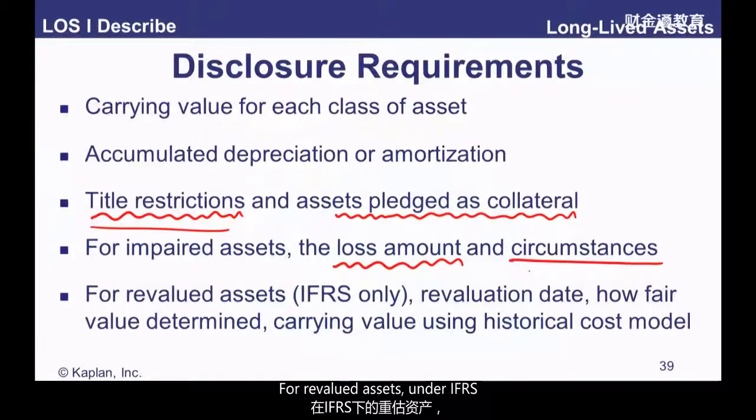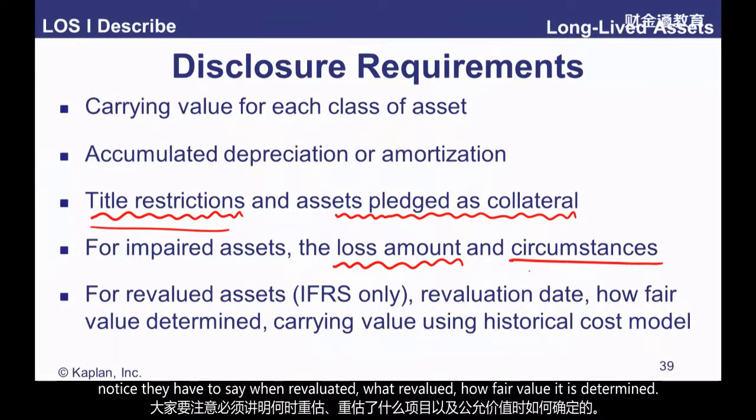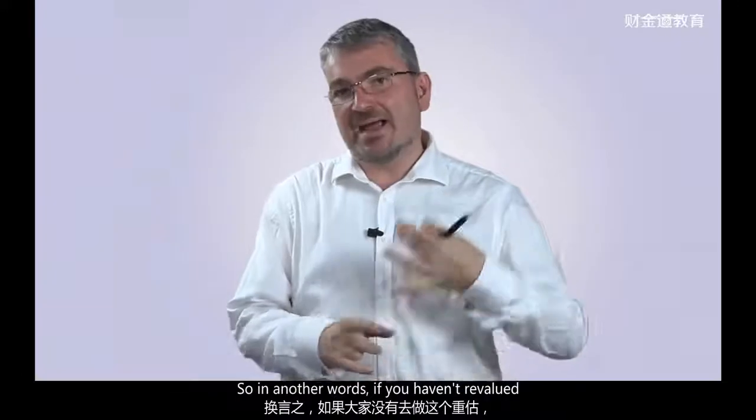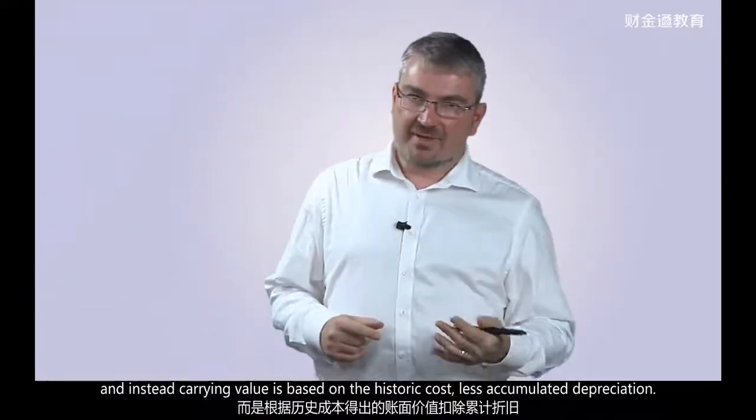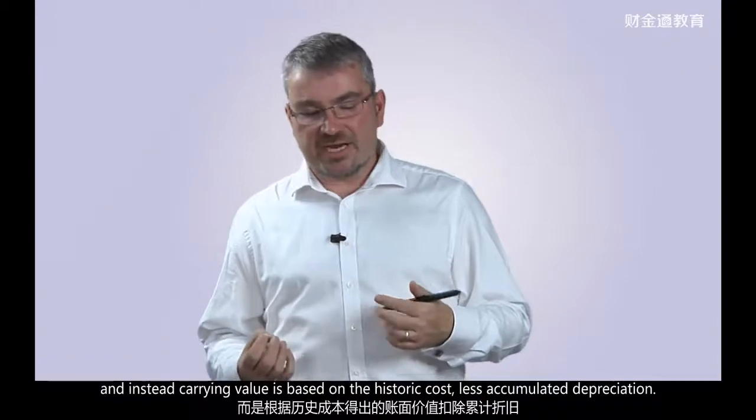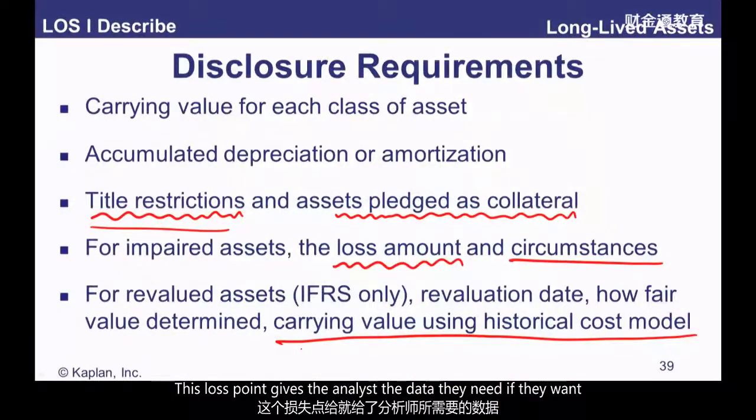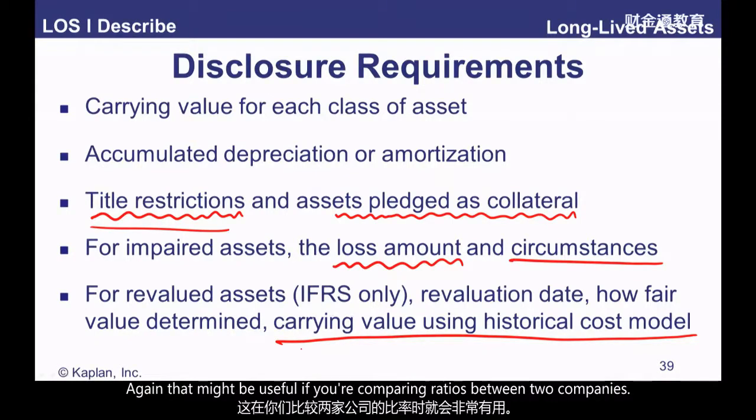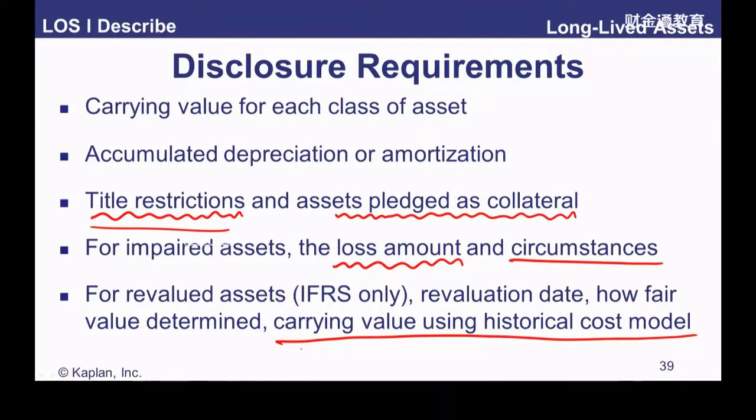For revalued assets under IFRS, notice they have to say when revalued, how fair value was determined, but again, and I think this is a significant one, what the balance sheet value would have been under the historical cost model. So in other words, if you hadn't revalued and instead carrying value was based on historic costs less accumulated depreciation. This last point gives the analyst the data they need if they want to adjust a company from revalued amounts back to historic cost. And again, that might be useful if you're comparing ratios between two companies.